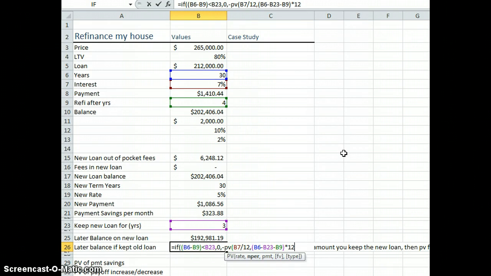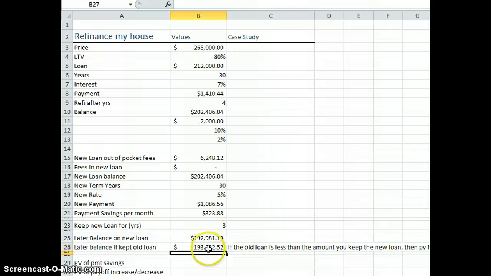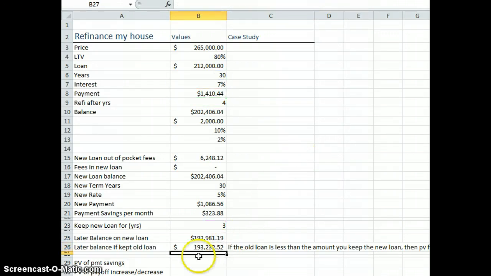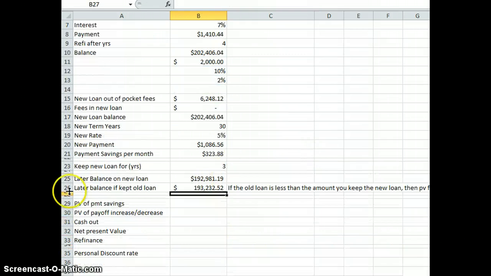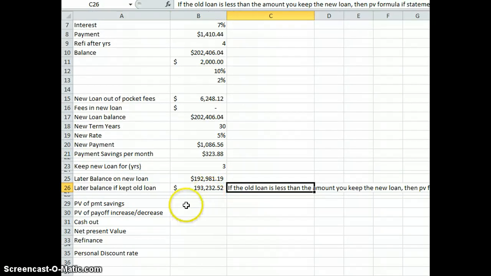And then by our old payment. Oops, I missed an extra one in the end there. So that would be our balance if we kept our old loan for this amount of years, basically. Which I explained to myself on the side there as well.